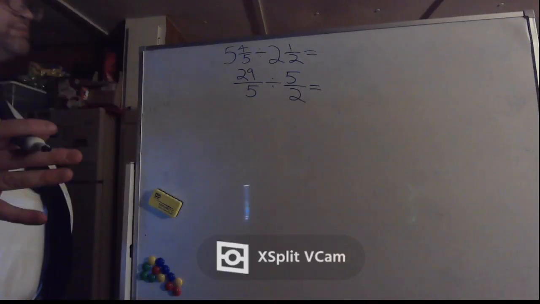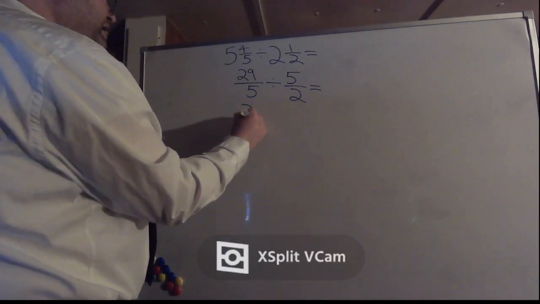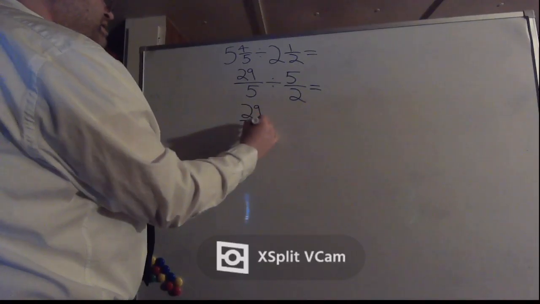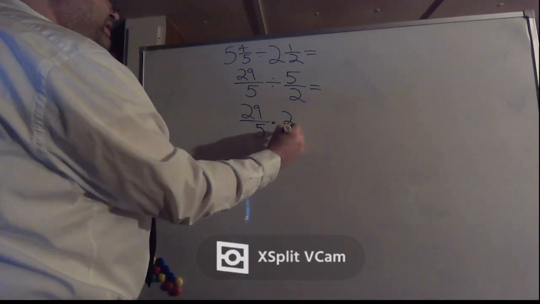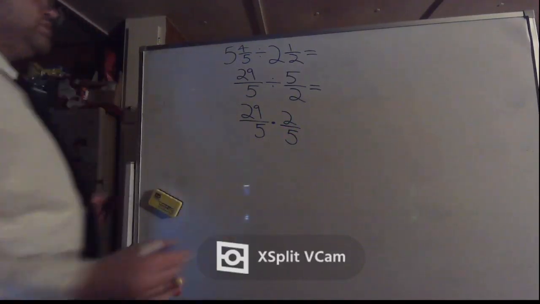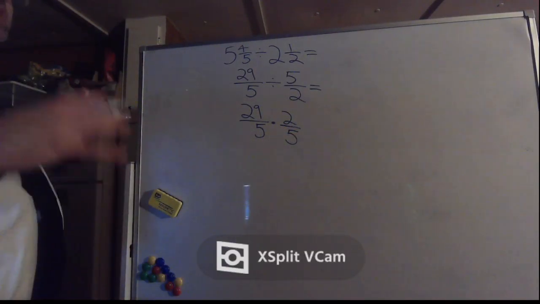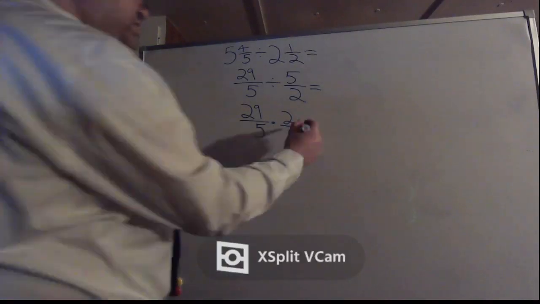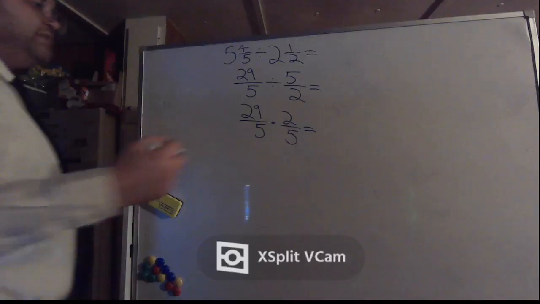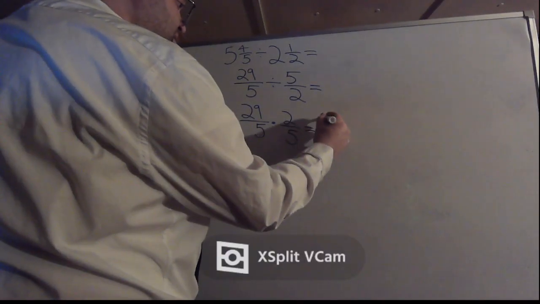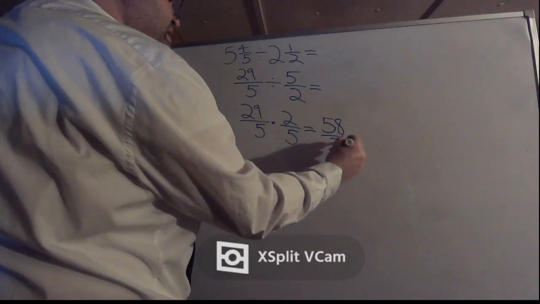But as we remember, when you divide, you multiply by the reciprocal. So you will have 29 over 5 times 2 over 5. And unfortunately, nothing can cross cancel or factor out here, so you just got to go straight through and do the multiplication. So 29 times 2, well, that's going to be 58. 5 times 5, that is 25.